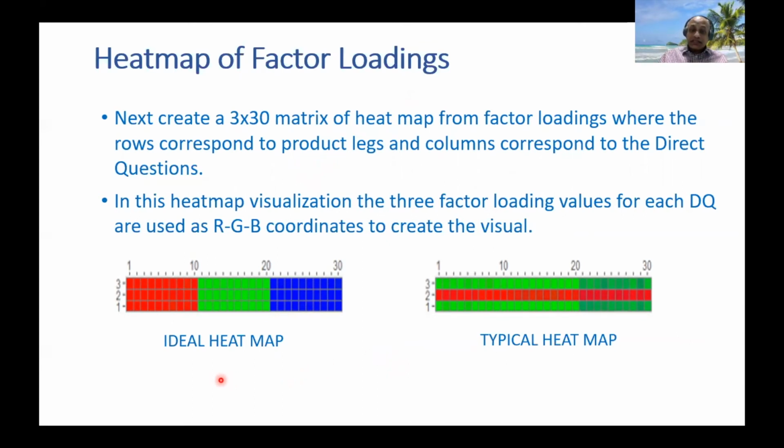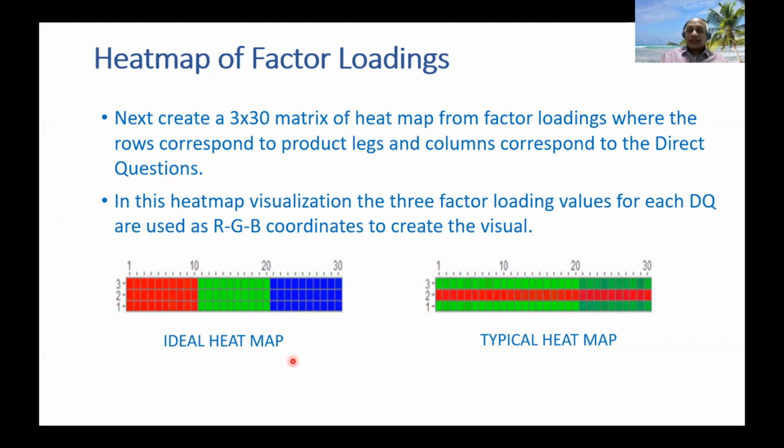The ideal heat map should look like the picture on the left. This heat map has the same DQs for all products loaded in the same factor. That is why the color map looks completely vertical.